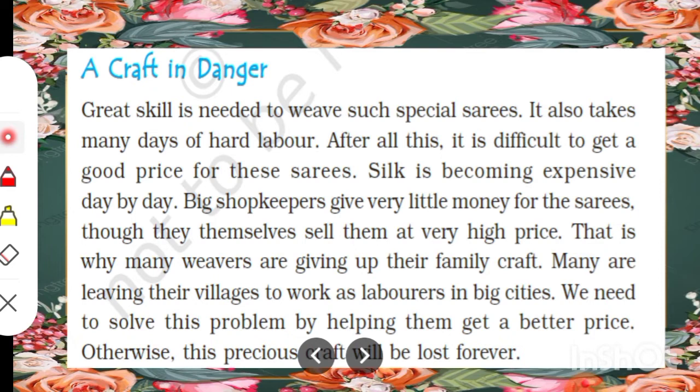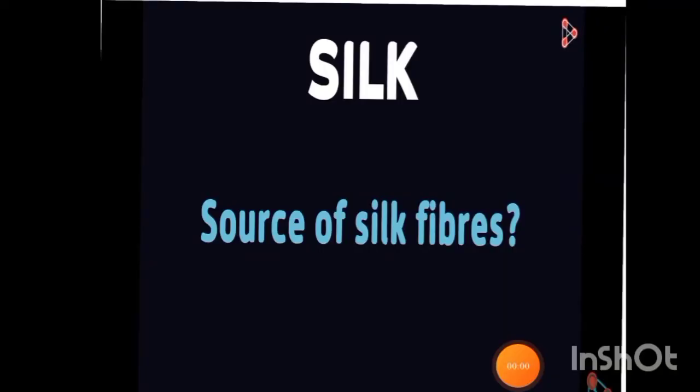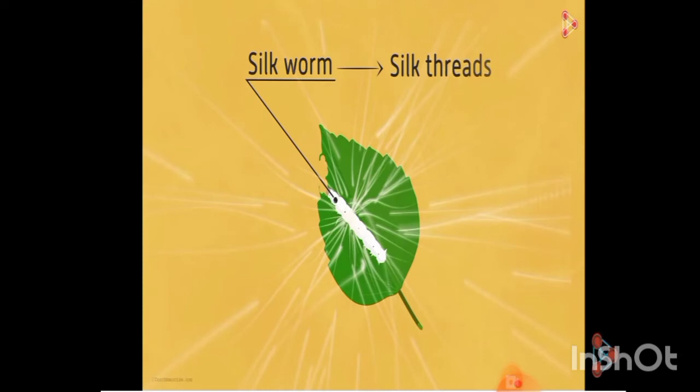Do you know how silk is made? Let me tell you. Okay, kids. So, now let us learn how silk is obtained. Can you tell me what the source of silk fiber is? Is it a plant or an animal? Yes, it is an animal which is known as the silkworm. To know how silk is obtained, we need to understand the life cycle of the silkworm. Silk is obtained from a tiny creature called the silkworm, right?